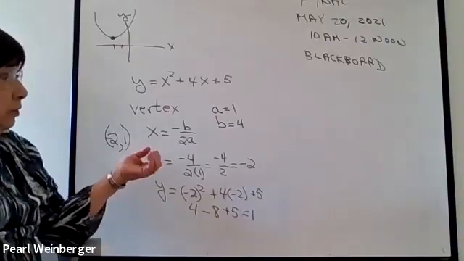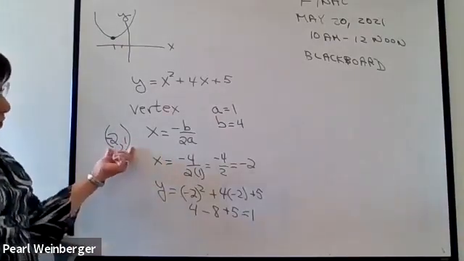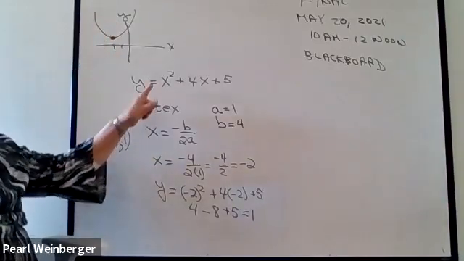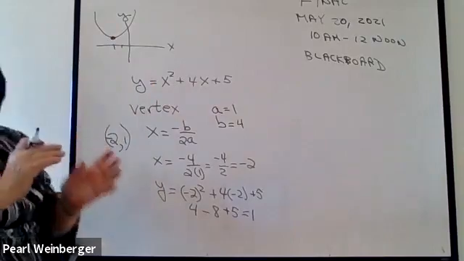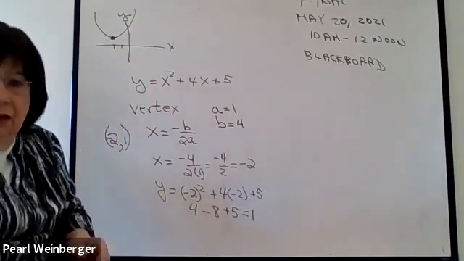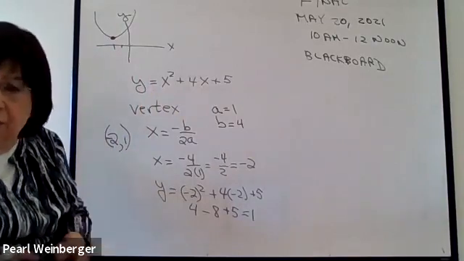Again, if they ask you for the graph of the parabola, find the vertex. And remember, does it open up? Is the x squared positive? Then it's a smile. If there's a minus in front of the x squared, if it's negative, then it's going to be a frown.